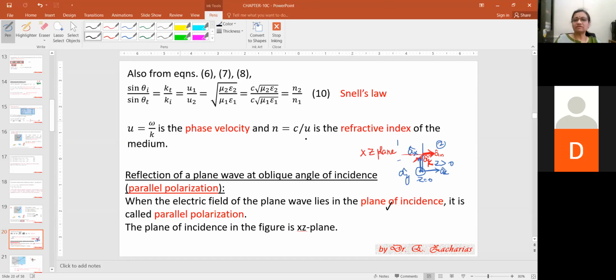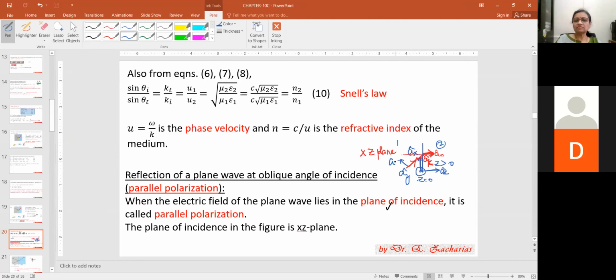Now, in comparison with this, look at your electric field. Your electric field has to be normal to the k vector. That's what we have been seeing. E and H have to be normal to the k vector. So now what we'll do is draw our electric field.